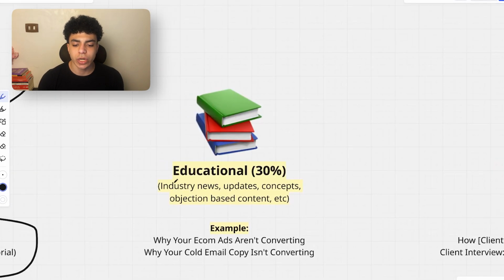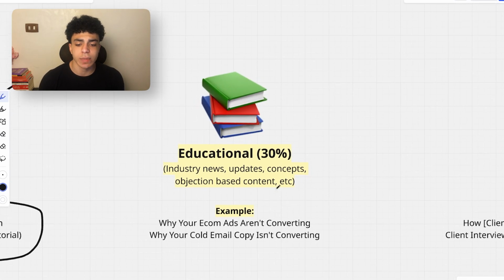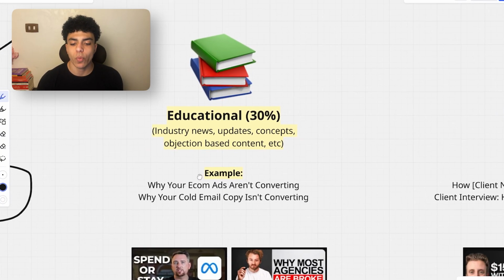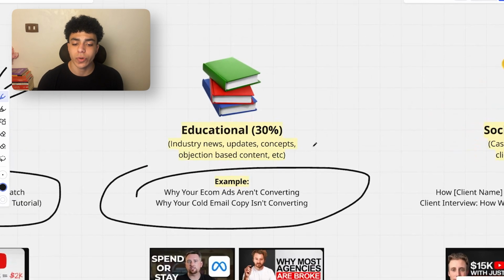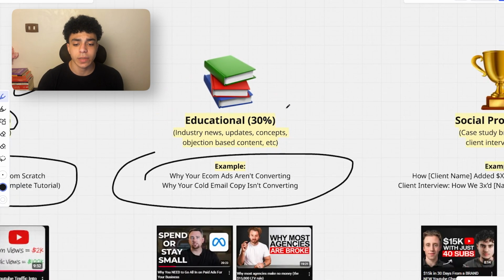Okay. Now, educational content, industry news, updates, concepts, objection-based content, etc. For example, why are e-com ads not converting, or why is cold email copy not converting. These are just examples. Now, you need to do your own research. 30% of your content must be educational.